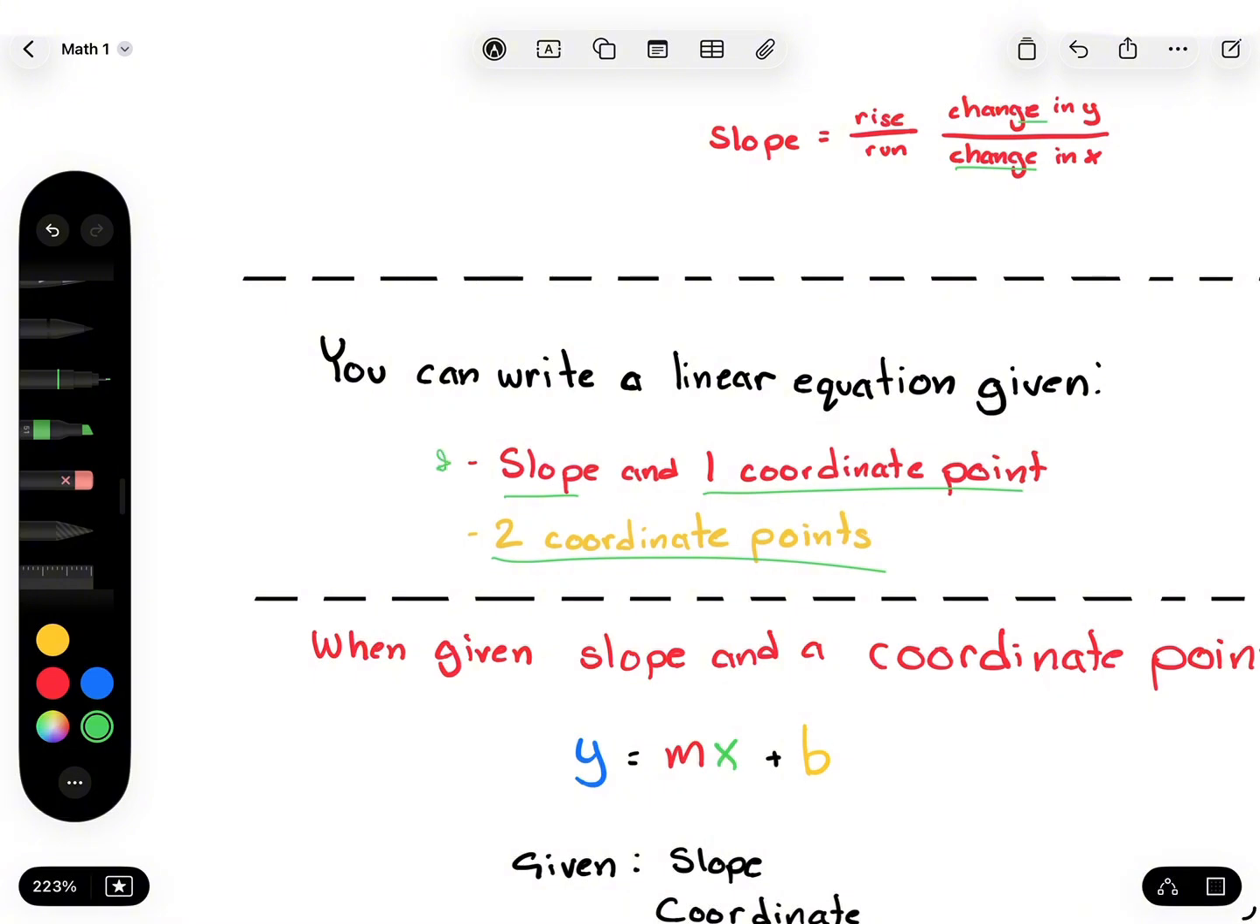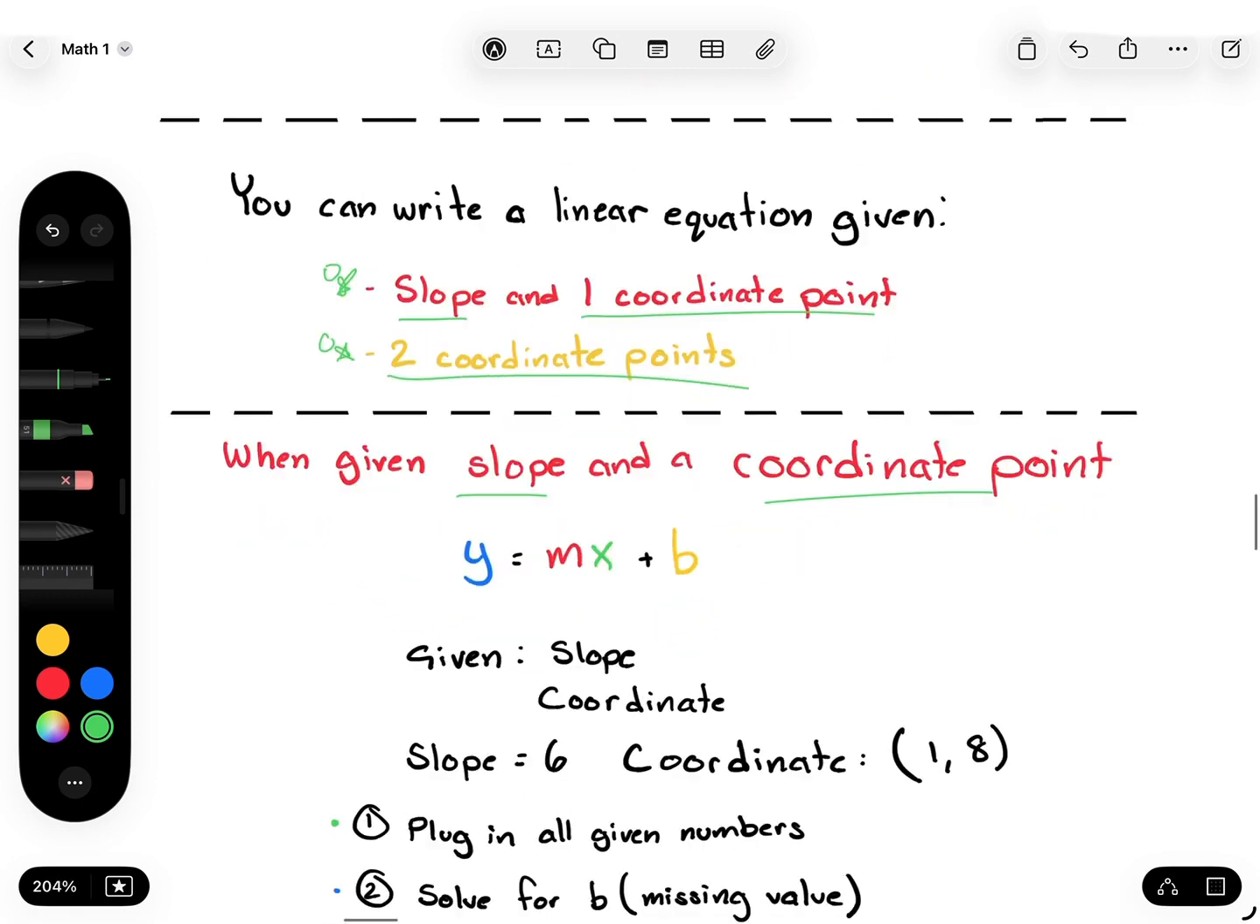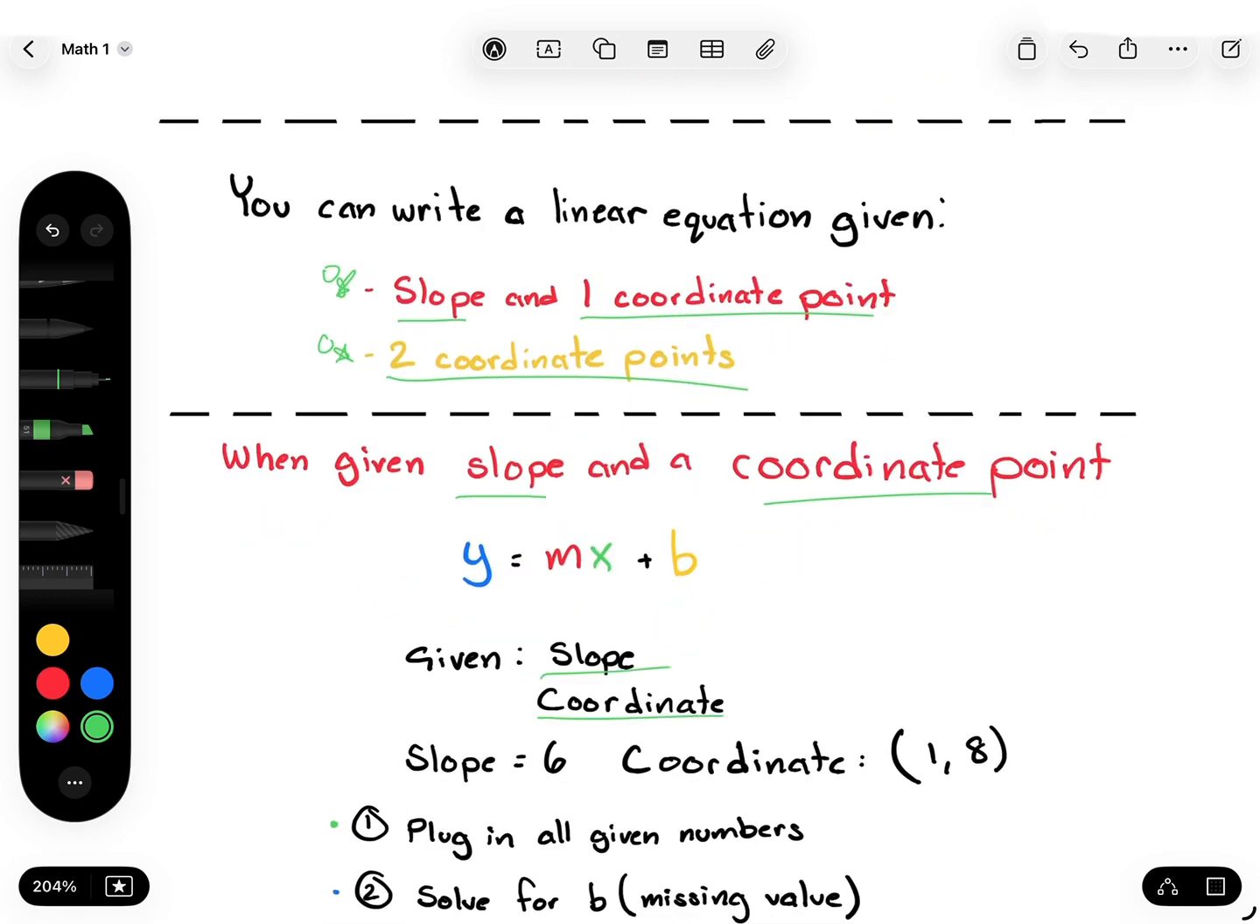So in this video, we will talk about the two methods, which is method A in red and method B in yellow. First, we're going to talk about the given slope and a coordinate point. So we're already given the slope and one coordinate point. And in this scenario, our slope is 6 and our coordinate is 1, 8. And here is why it is important to understand this formula right here.